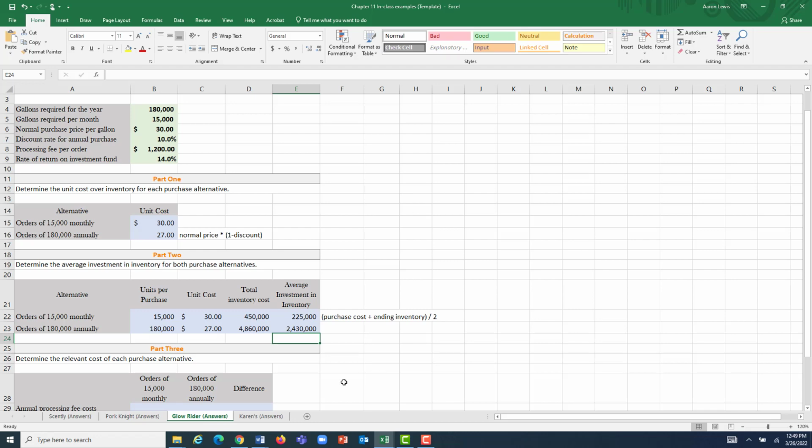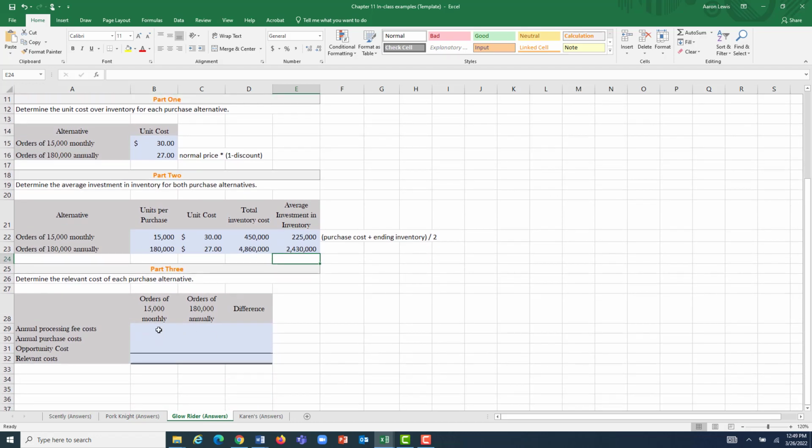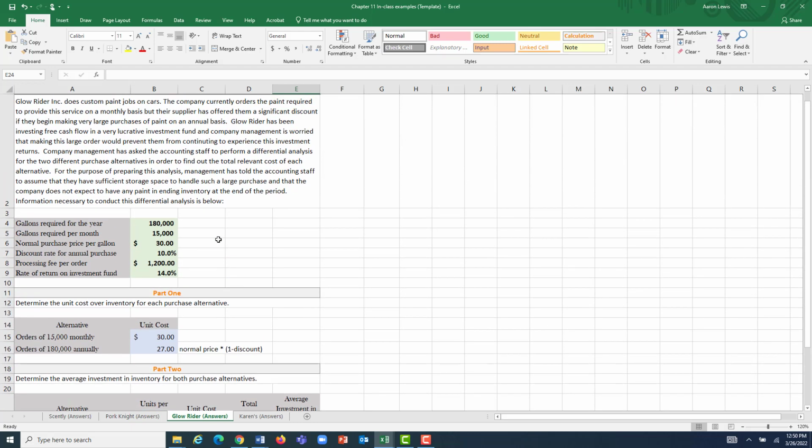So with that, we can determine the relevant cost of our purchase alternatives. We have 3 things that are very relevant because they exist in a different amount for one alternative than they do the other. Annual processing fees. Up here, it tells us there's a flat processing fee each time we make an order. It is $1,200 that we have to pay them for paperwork and maybe shipping, etc. If we order monthly, we have to pay this fee every single month. But if we order just once per year, we only have to pay that fee once.